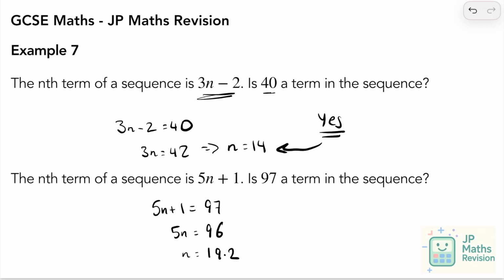Now you can't have a 19.2nd term in a sequence, that doesn't make sense. You can only have integer terms in a sequence. So this is going to be a no. So the answer to this question is no, and the reason for that is because you can't have a 19.2nd term of a sequence.